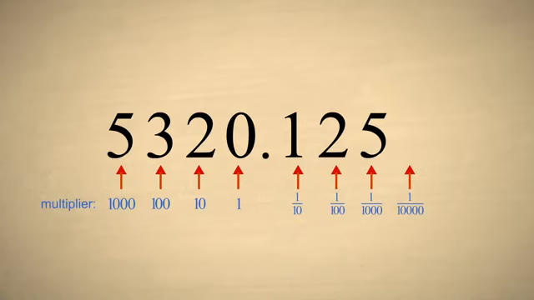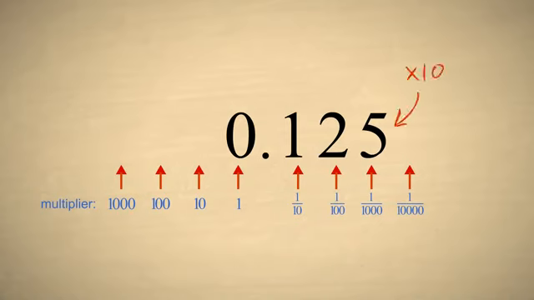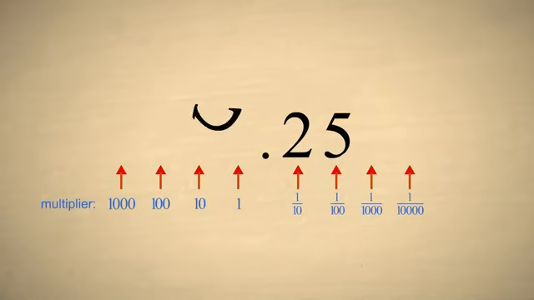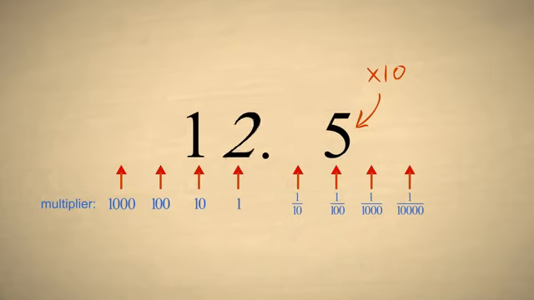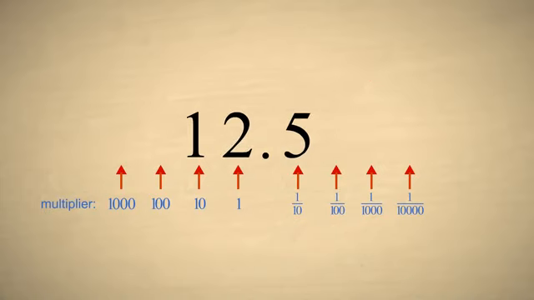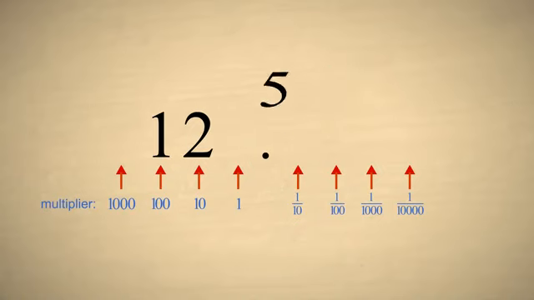For example, the decimal equivalent to the fraction 1/8 is 0.125. If we multiply this number by 10, each digit is shifted one column to the left. If we multiply by 10 again, each digit is shifted one more column to the left. And if we multiply by 10 a third time, there will be no more digits to the right of the decimal point. We will have an integer.